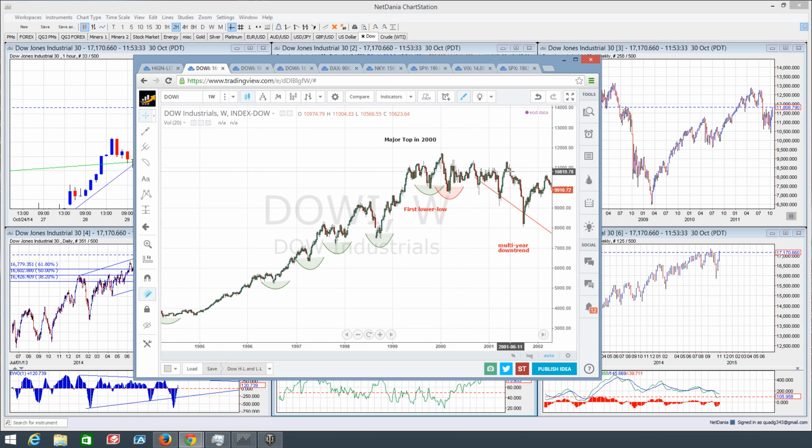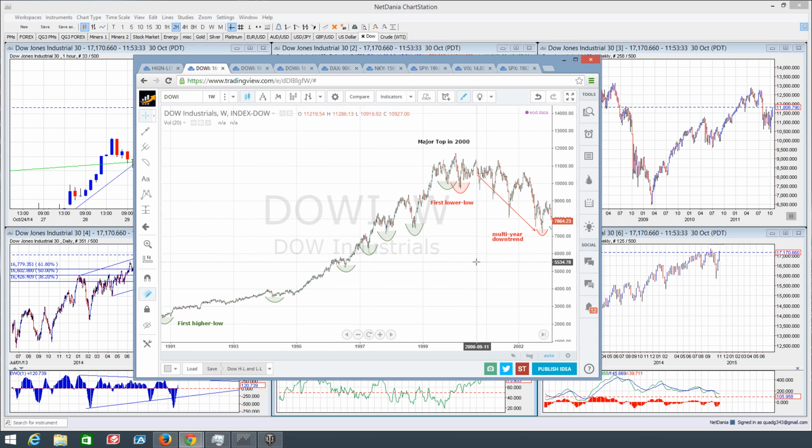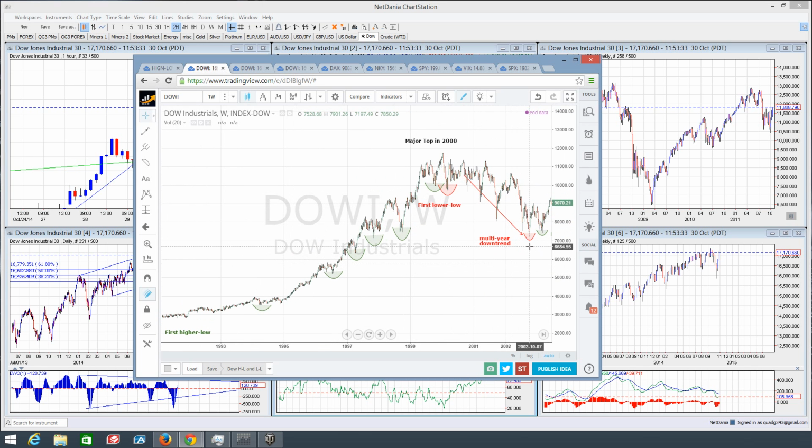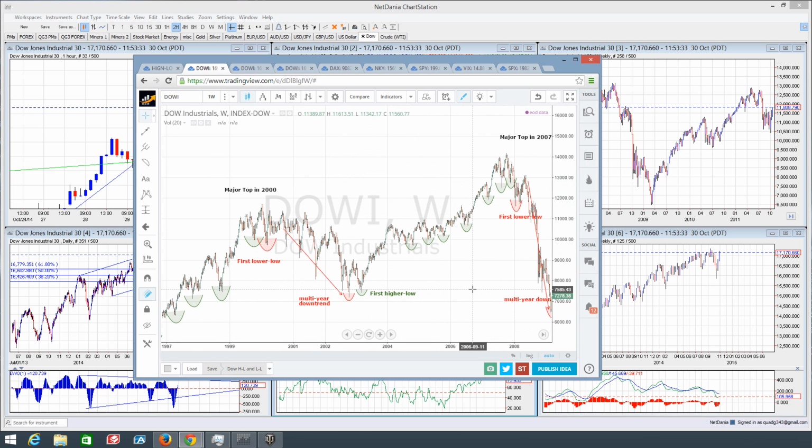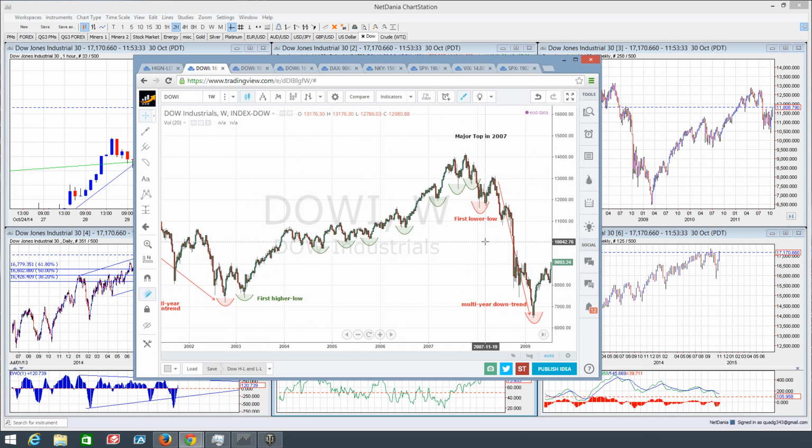And sure enough, as the months progressed, we continued to see lower highs in the market and lower lows into a downtrend. That persisted up until late 2002. Let's move a little further in time here. After that late 2002 low, we did see our first higher low after this downtrend, and the market took off again, creating higher highs and higher lows right up into the major 2007 top.